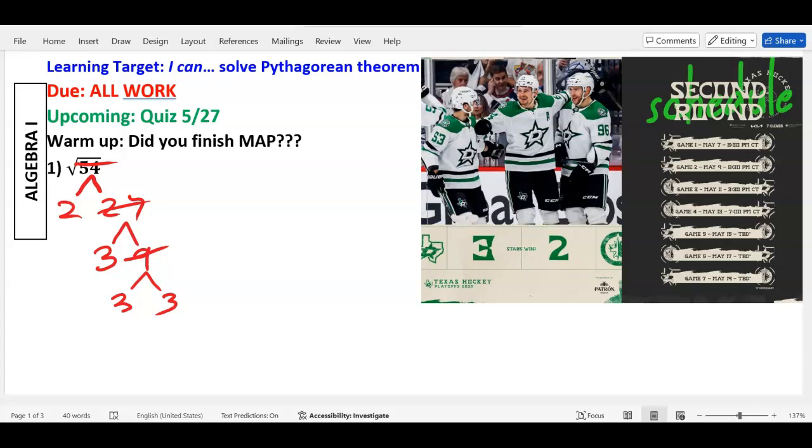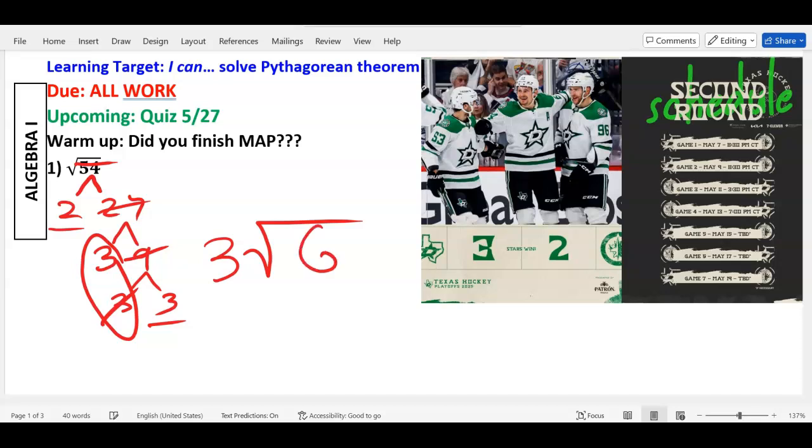You have to be able to do a factor tree, and then second of all, you have to circle your pairs. I have one pair of 3. Radical answer, the couple goes out to the left. The loners, 2 times 3, stay inside on the right.